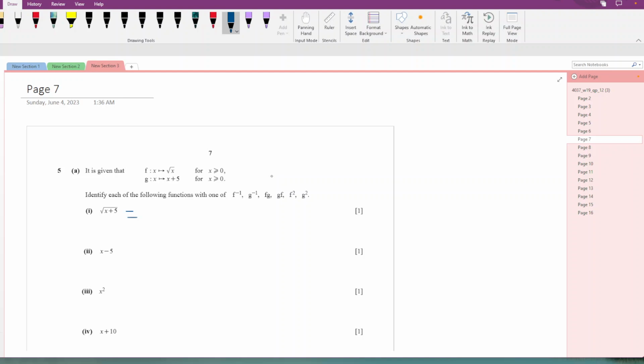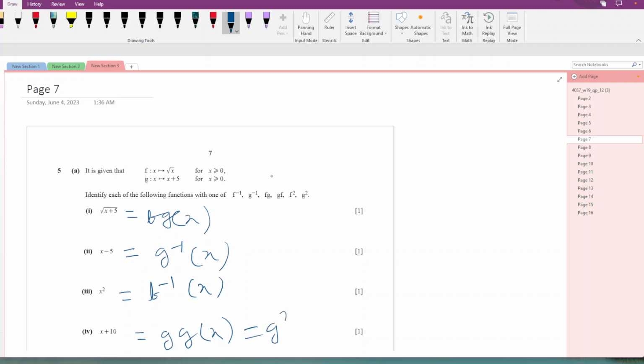is, sorry, this equals f(g(x)), and this x minus 5 equals g inverse x, and this equals f inverse x, and this equals g(g(x)), which is g squared x.